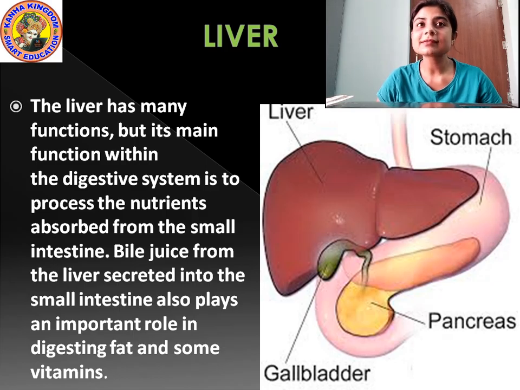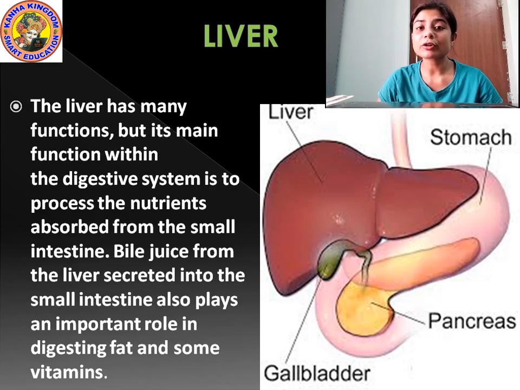This liver produces the bile juice that helps in the digestion of fats and vitamins in our body. The food that we eat that contains fats and vitamins is not easily digested. It is digested when the liver produces the bile juice. The bile juice helps in the digestion of fats and vitamins easily inside our body. And the liver processes the nutrients absorbed from the small intestine.